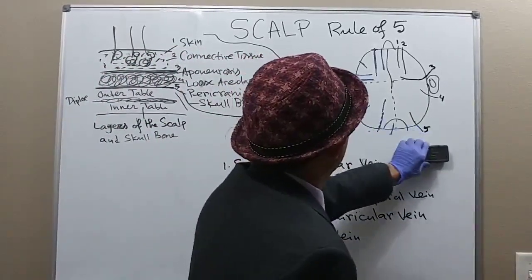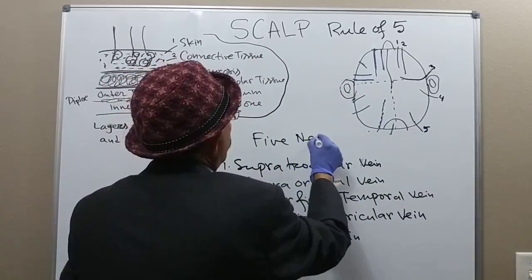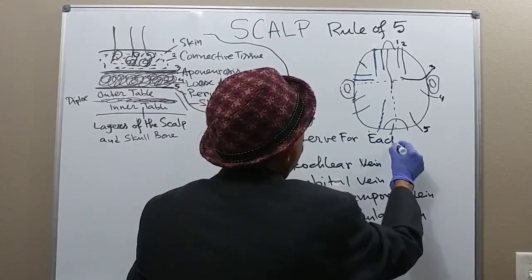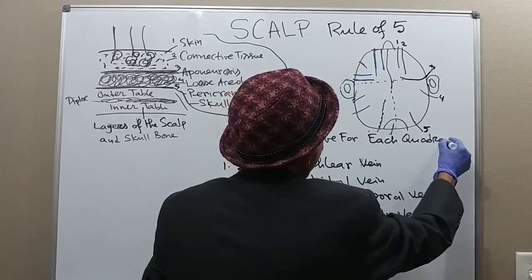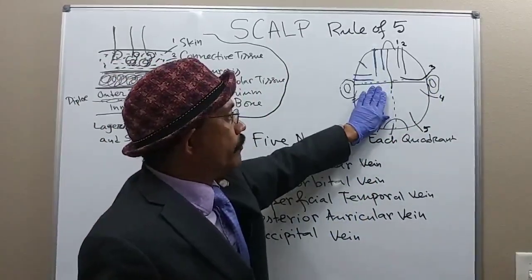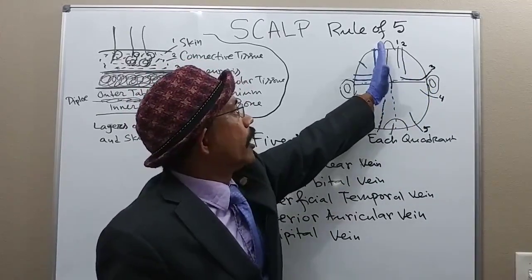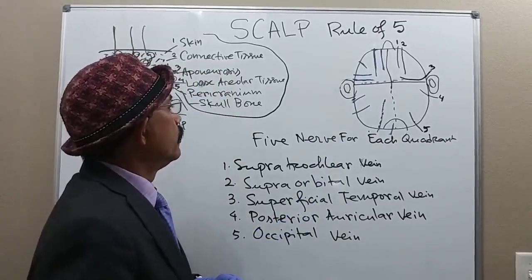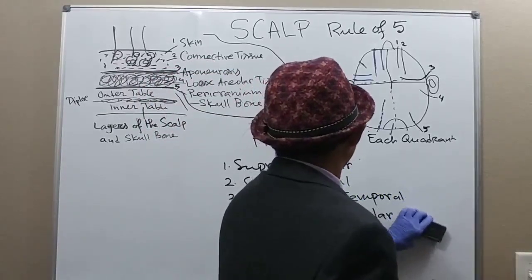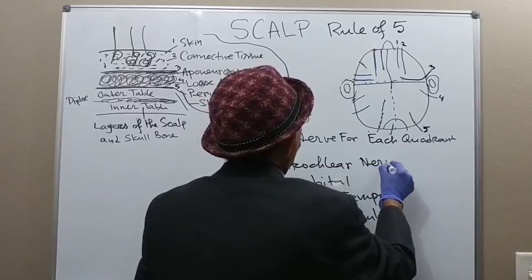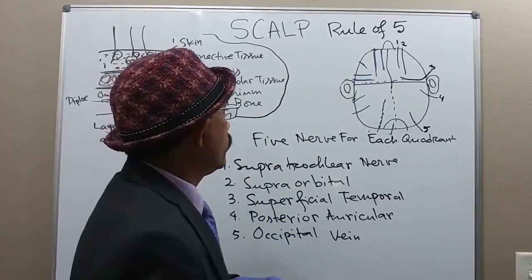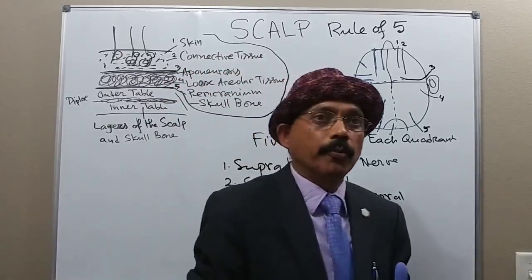Okay, we'll go to the nerves. 5 nerves for each quadrant. We divide into 5 here. This quadrant 5, this quadrant 5, and this should contain 5. I have shown the nerves on this side. Let's start one by one. What are the nerves? We have the supratrochlear and supraorbital nerves here, then the supratrochlear and supraorbital nerves here.